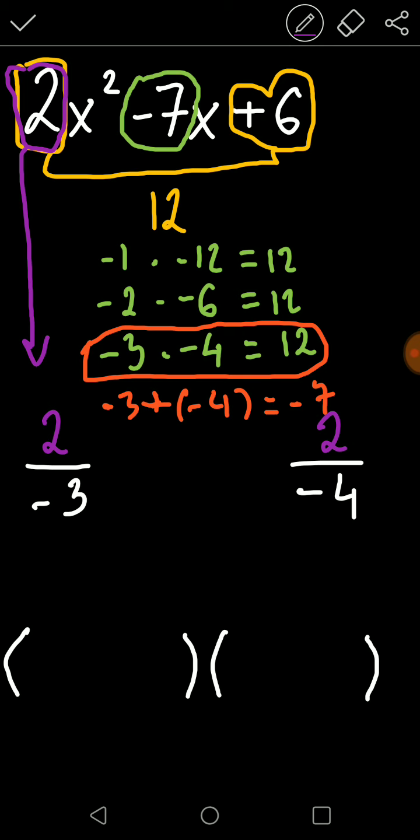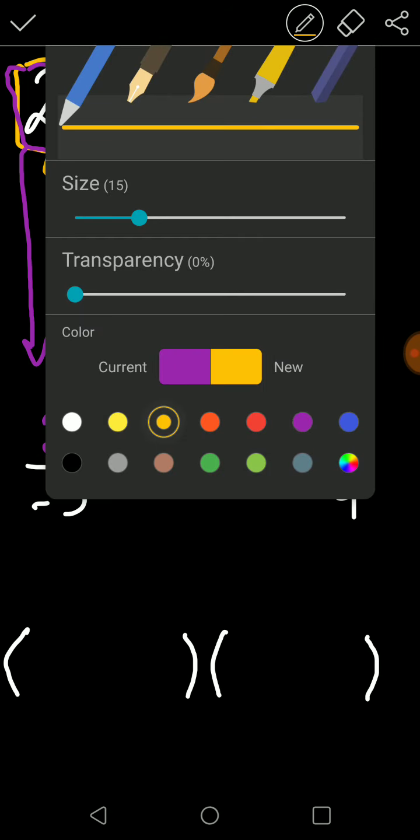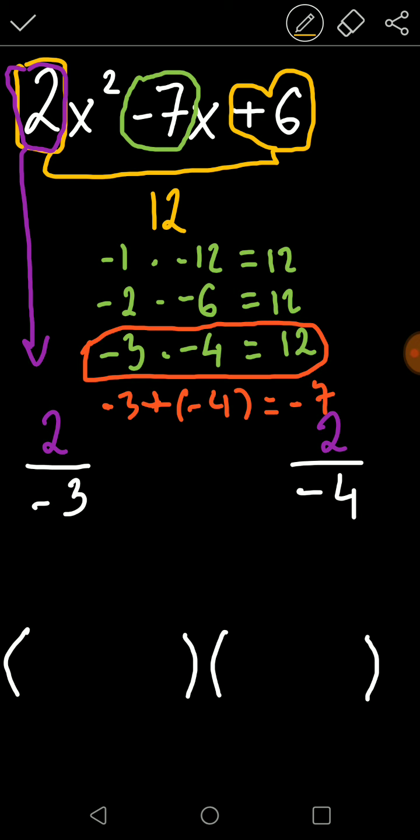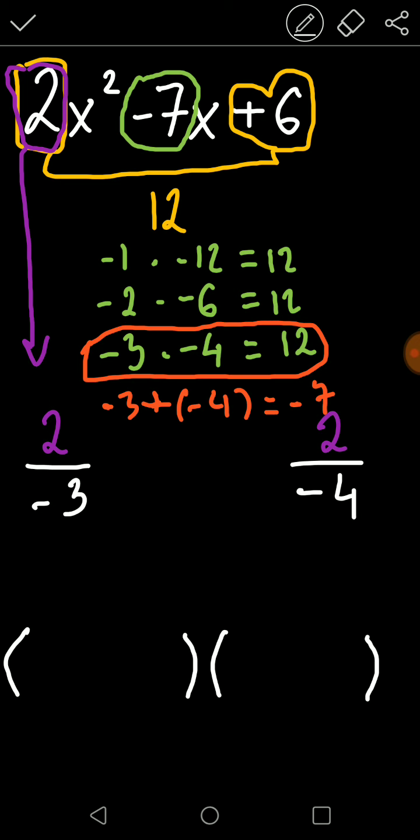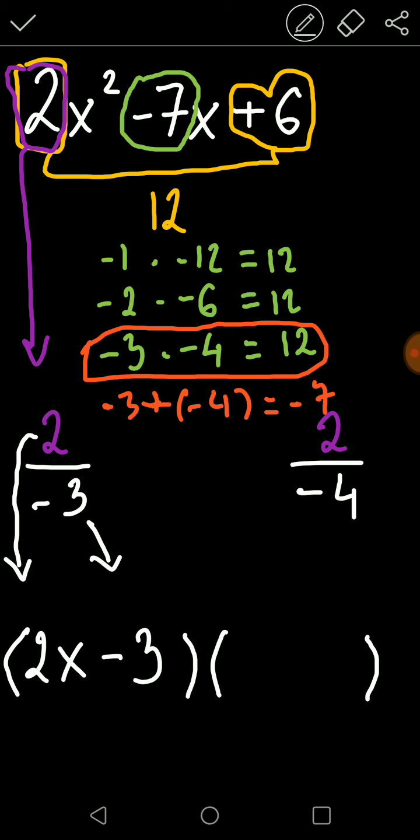After that, I'm going to look at both fractions and see if I could simplify those fractions. Divide top and bottom by something. Well, if I look at 2 and negative 3, there's nothing that I can do with those numbers. So 2 and negative 3 are not possible to simplify, so I'll just go ahead and write this top number 2 at the beginning of parentheses as 2x. The bottom of the fraction is negative 3, and I will place that as the next number. So we already have our first factor, 2x minus 3.